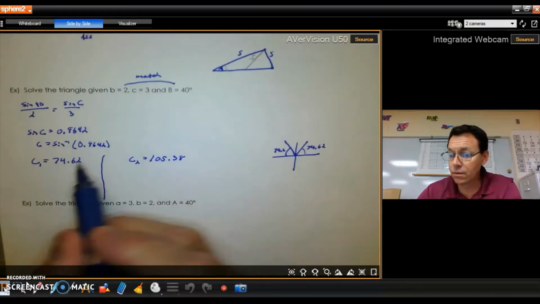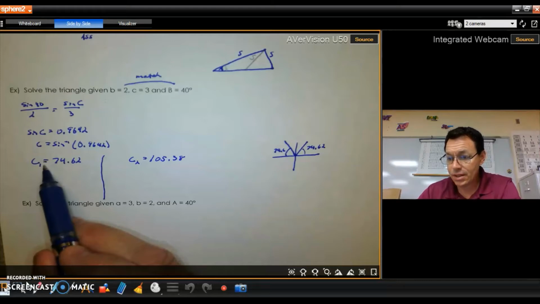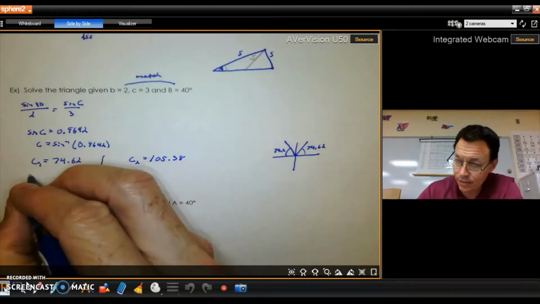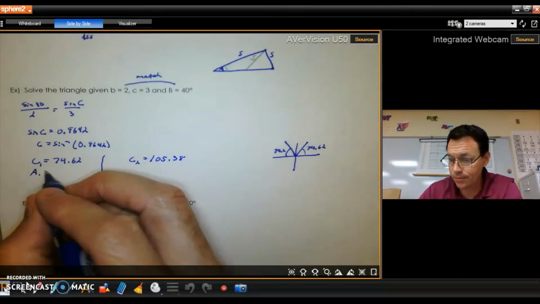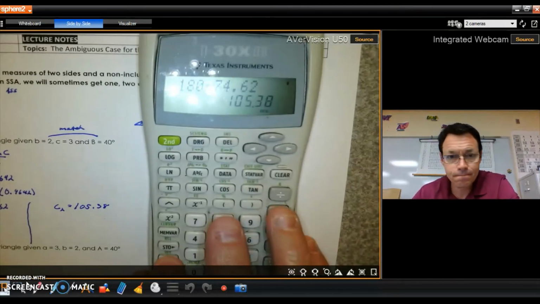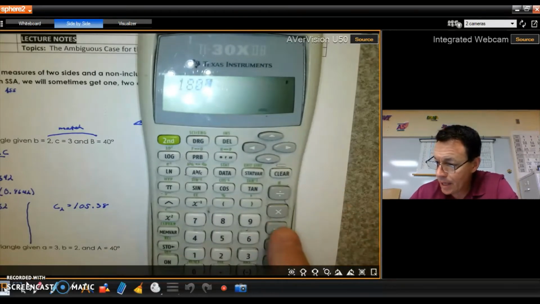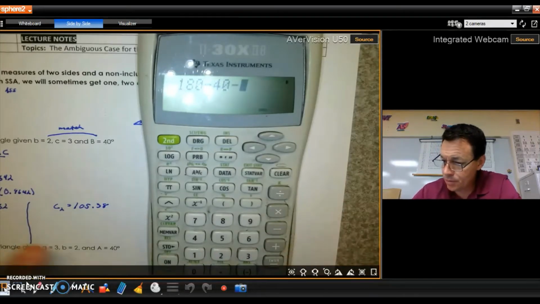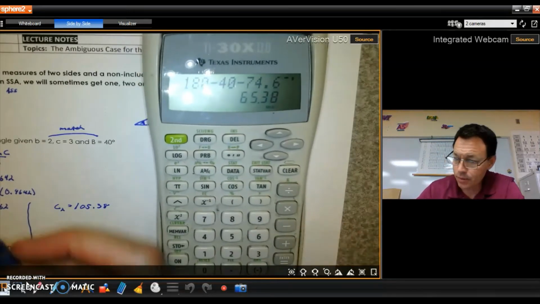Okay, so look at what we have. They gave us an angle. We just found another angle. So we can now find the third angle for this possibility. So we're going to call this A1. And so in your calculator, clear, I'm going to take 180. I'm going to subtract the 40 they gave me. I'm going to subtract the 74.62. And I'm going to get 65.38.